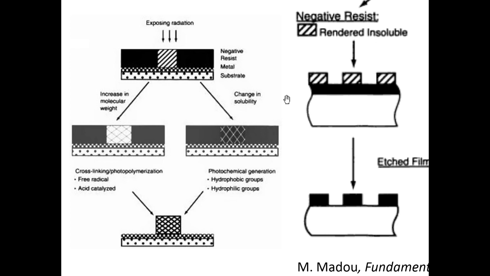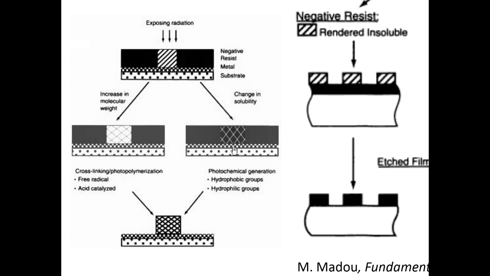All right, and so what you see here on the left, this is called cross-linking. The ultraviolet light generates something called free radicals in the material, and the free radicals react with the polymers to cause them to cross-link to one another. That increases the effective molecular weight, and that renders the resist insoluble.